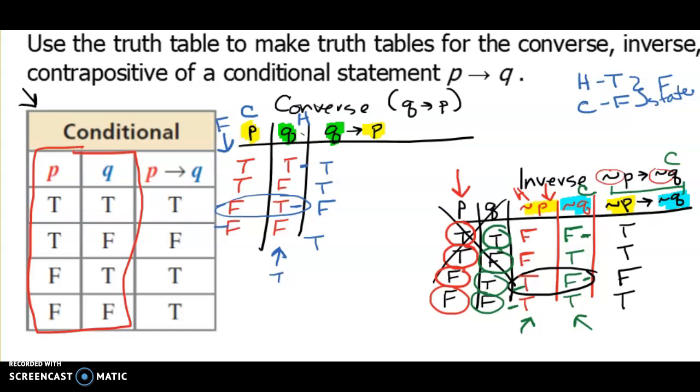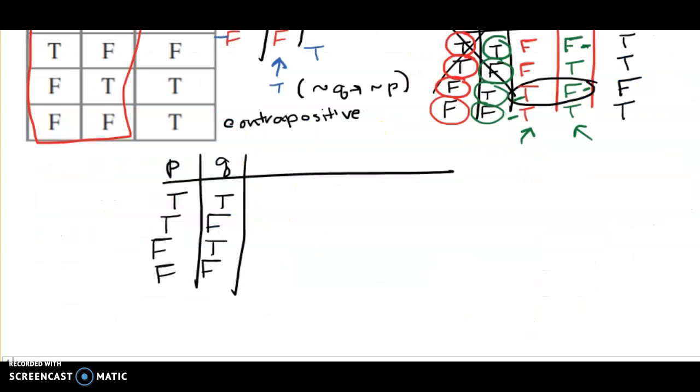All right, all we're left now to do is the contrapositive. So remember the contrapositive is not Q implies not P. So I want you to try first to do this truth table on your own, and then we'll go over it. All right, we're going to start this truth table just the same as we did last time. So our P is true, true, false, false. Q is true, false, true, false.